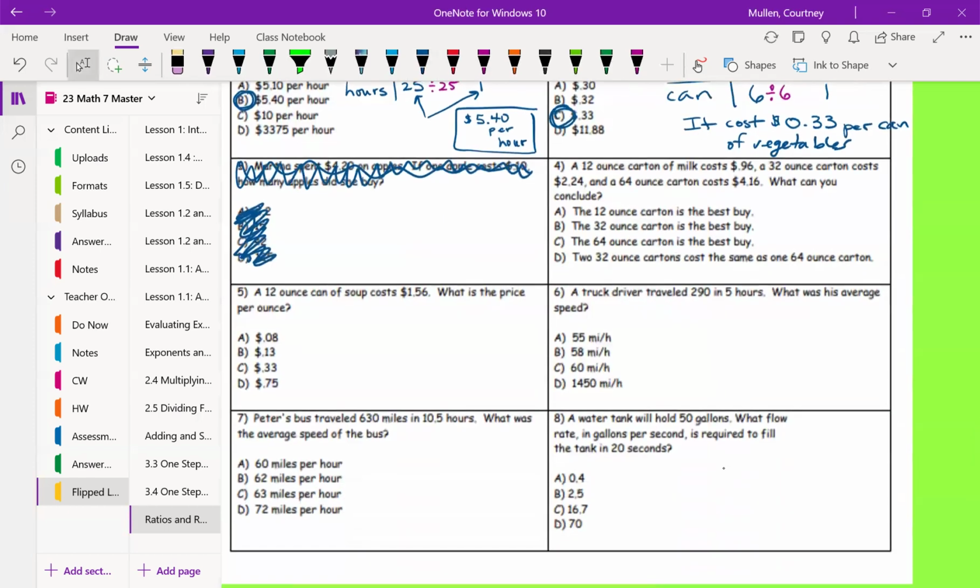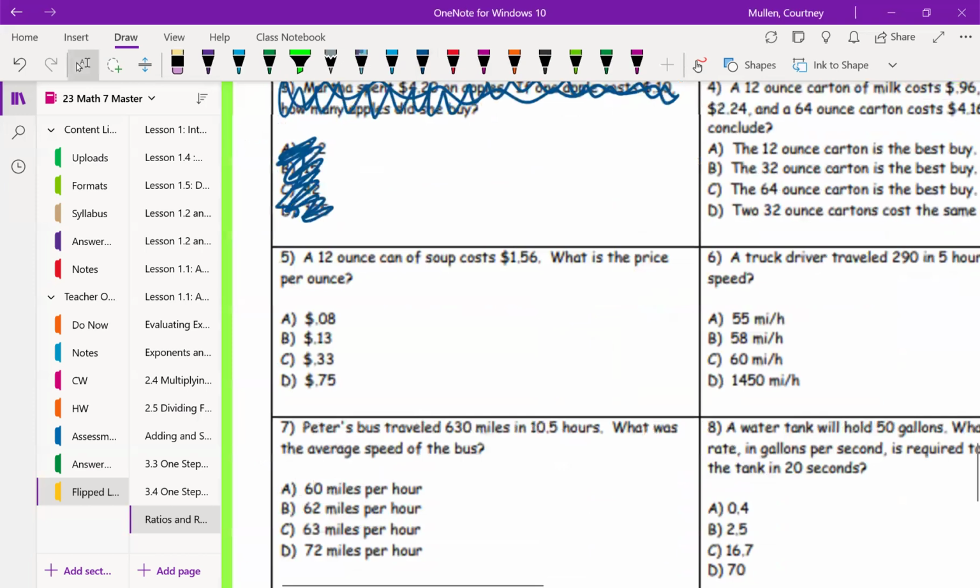All right. Let's try one more together. A 12-ounce can of soup costs $1.56. What is the price per ounce? There it is again. Price per ounce. What is it asking us to find? That's right, the unit rate.